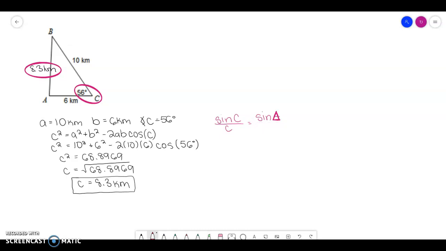Not sure why it folded my A like that. Let's try this again. There we go. All right, I'm going to plug it in. Sine of 56 degrees over 8.3, which is my side C, equals sine of angle A over side A, which I know is 10.